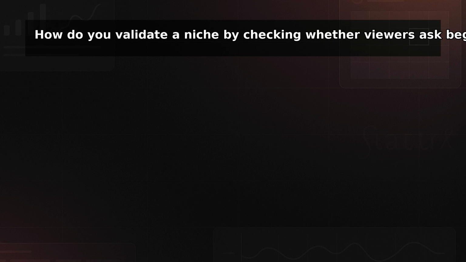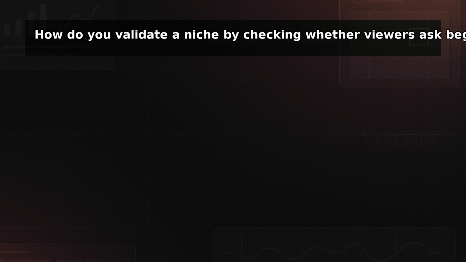Step 3. Check continuity. The intermediate questions should feel like the next logical step after the beginner ones. Same topic, deeper problem. If you have to change topics to find the next layer, that niche probably doesn't have strong progression. Here's the decision rule.